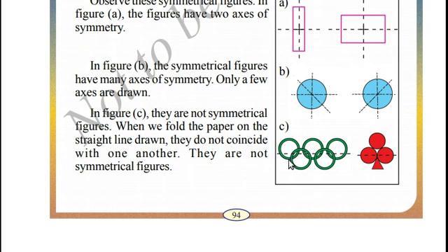In example 3, for this given line, this figure is not symmetrical, but when we draw the axis at this region, this figure becomes a symmetrical figure. But for this axis of symmetry, this figure is not a symmetrical figure. Same thing goes for the red figure.